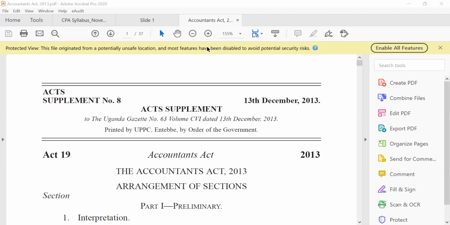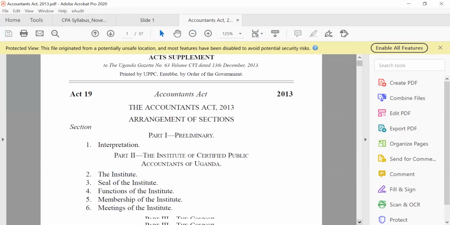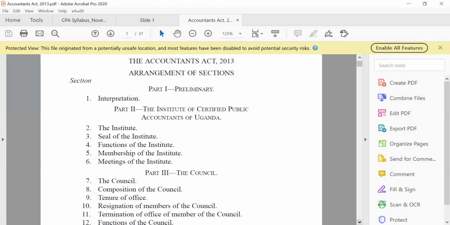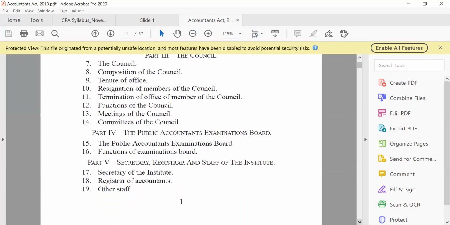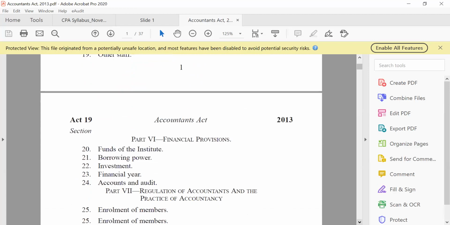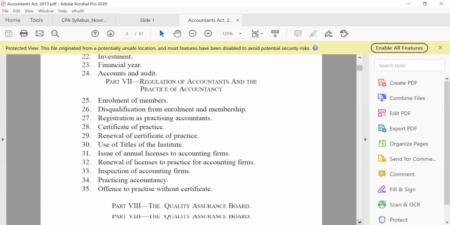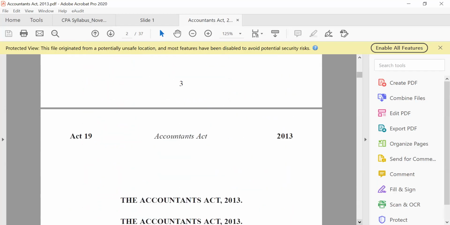So the reason why we introduce this at this level is for you to understand that there is what governs your operation. And this is the same act that gives the Institute of Certified Public Accountants the mandate to perform its duties, okay? So as you can see, it has everything: membership to the institute, the council, the Public Accounts Examination Board, function of examination board, everything. Your exams are governed by an act, okay? So it's very important that you try to get time and go through this act, okay?